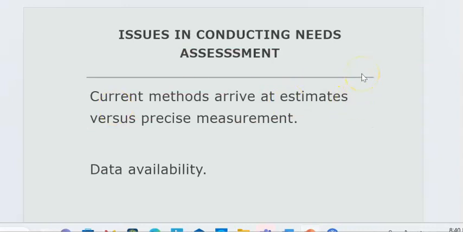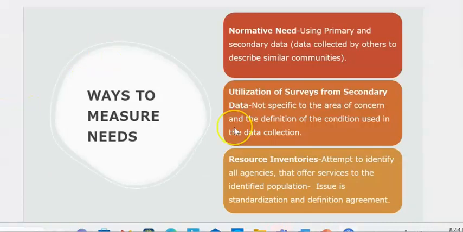Issues in conducting needs assessment. Current methods arrive at estimates versus precise measurement, and there is always the concern about data availability. So what are some of the ways to measure needs?